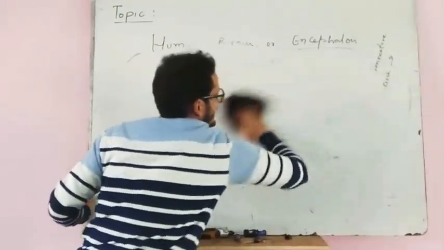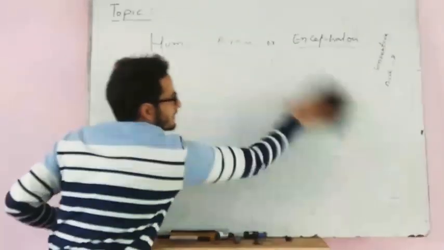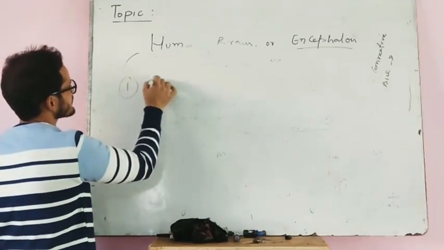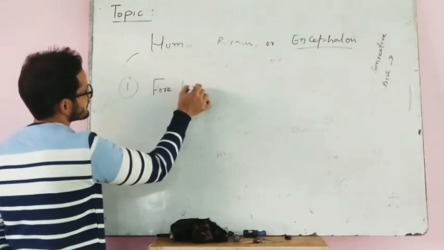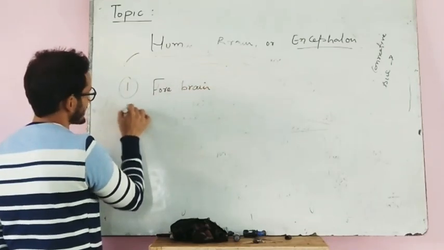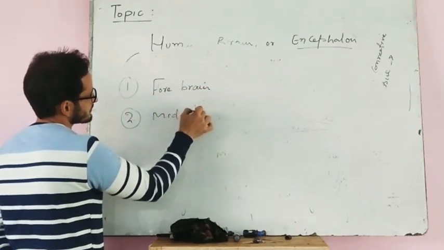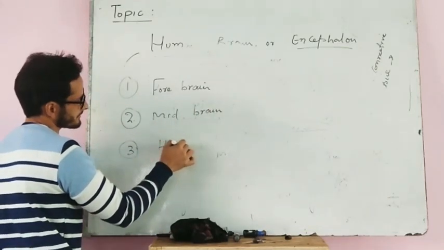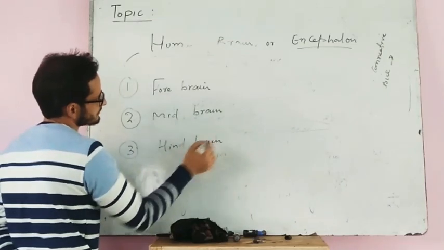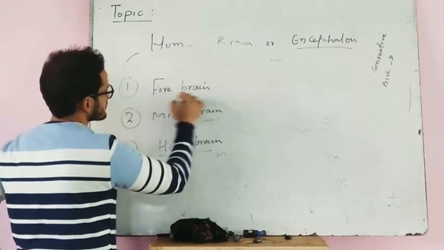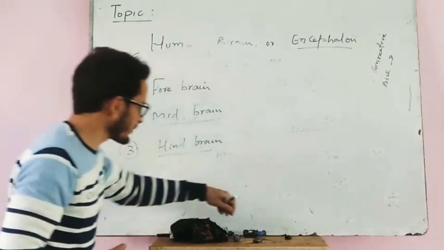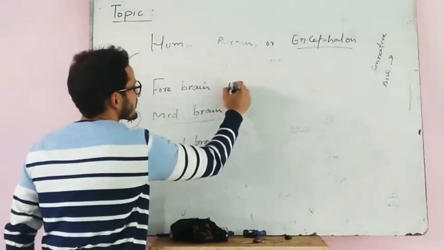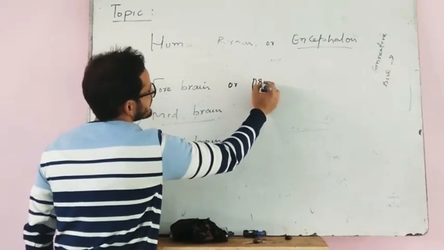Human brain is mainly divided into three parts. One is the forebrain, the second one is midbrain, and the third one is hindbrain. The forebrain is the uppermost part of the brain, which is the largest part of brain. It's also known as prosencephalon.